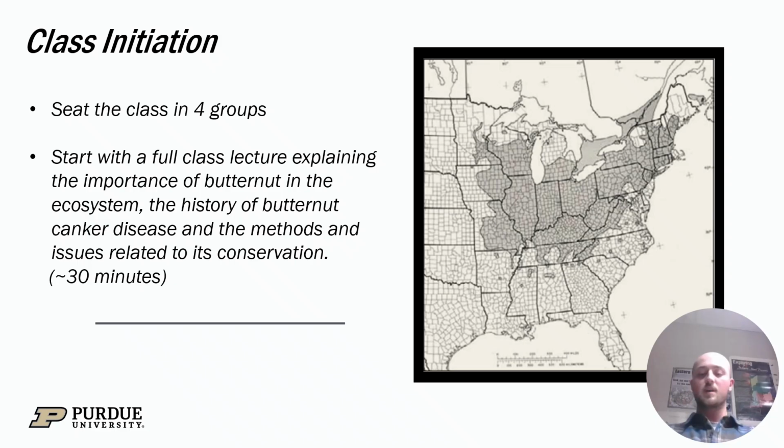When the students come to the classroom, having already read their supplemental readings, they will be seated in 4 groups of equal size. This is for the group discussion. Once they've been seated, I start the class with a full lecture explaining the importance of butternut in the ecosystem, the history of butternut canker disease, and methods and issues related to its conservation. This lecture would last about 30 minutes and will give the remaining context necessary for a group discussion.